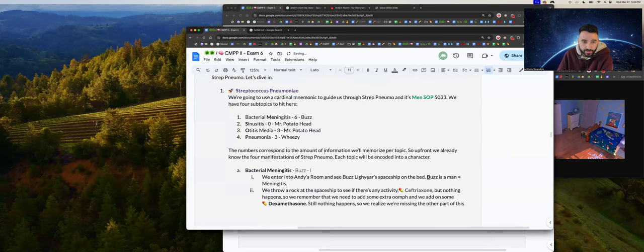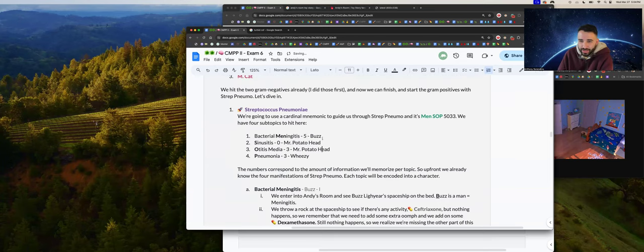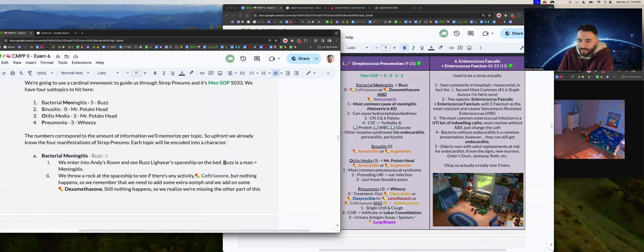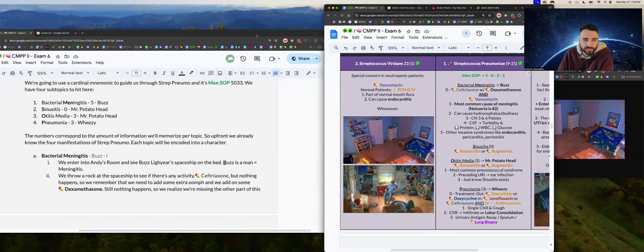We're going to recall this over and over again, and it's really going to stick. Okay, so we're done with that. We're going to move on to this cardinal mnemonic, MEN SOP. So we're already done with MEN, and we can move on to the S. This is going to be sinusitis. The only thing I have here is the treatment. So we're going to link sinusitis and otitis media together.